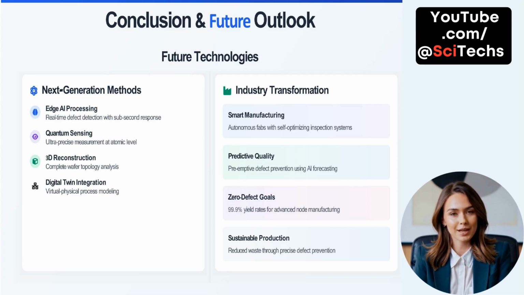Digital twin integration allows for virtual physical process modeling, giving engineers the power to simulate and optimize processes before real-world implementation. On the transformation front, smart manufacturing is advancing toward autonomous fabs with self-optimizing inspection systems. Predictive quality uses AI forecasting to prevent defects before they happen. The industry is also striving for zero-defect goals, aiming for 99.9% yield in advanced nodes. Finally, sustainable production is being prioritized, with defect prevention playing a key role in reducing material waste and energy consumption.